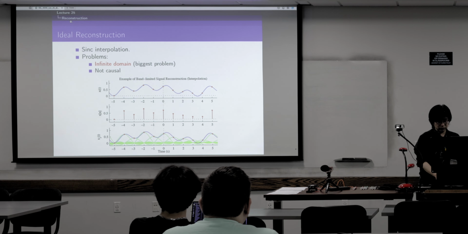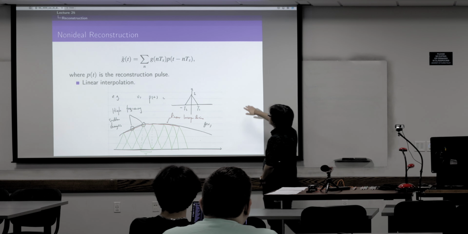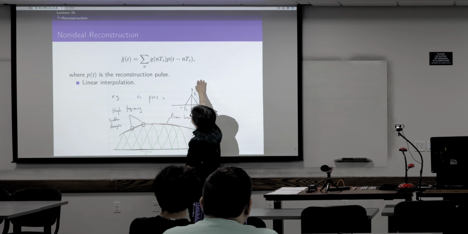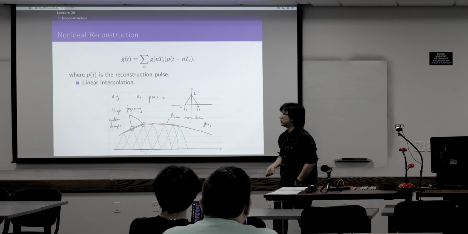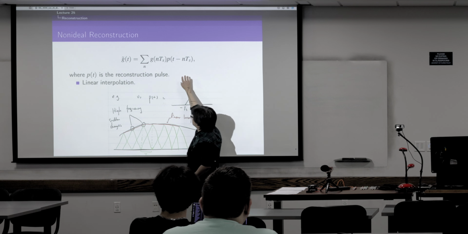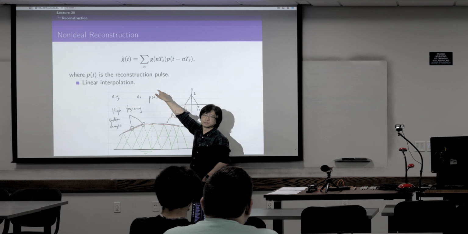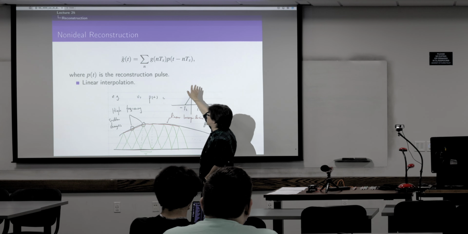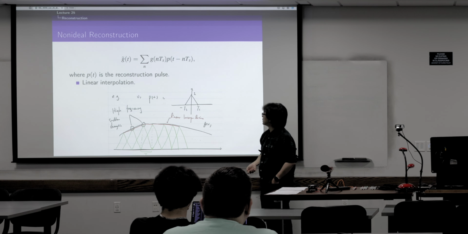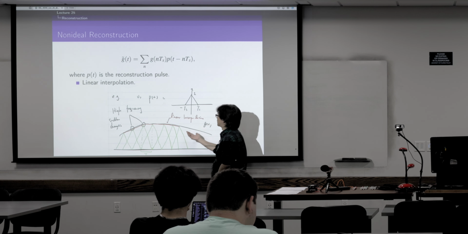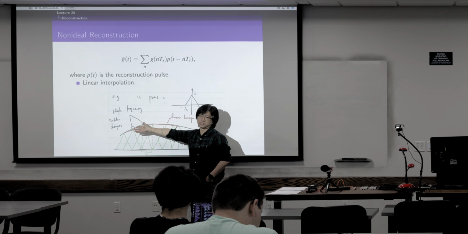So now we introduce a few ways to get rid of it, right? By the way, this formula gives you the general reconstruction formula, okay? This P here is the reconstruction pulse. Ideally, P has to be a sinc signal, but here we do not use a sinc signal because it's not practical. So we use something else to replace it. One easy way to think about it is just to connect everything together here, right? So that's an easy way to do the interpolation.